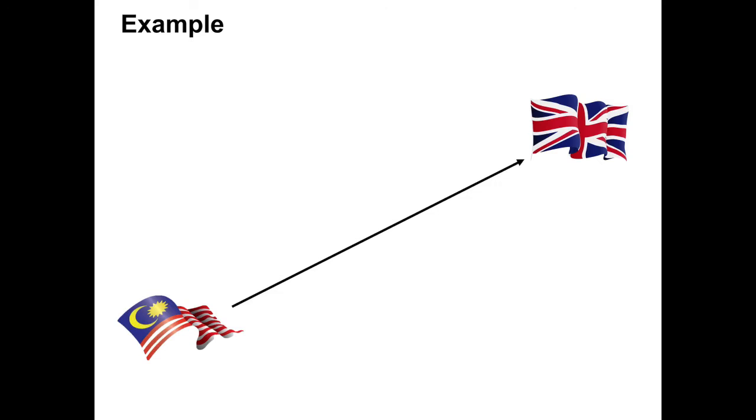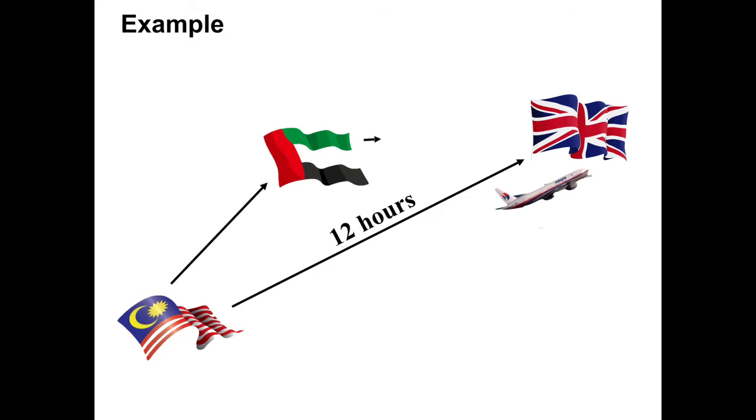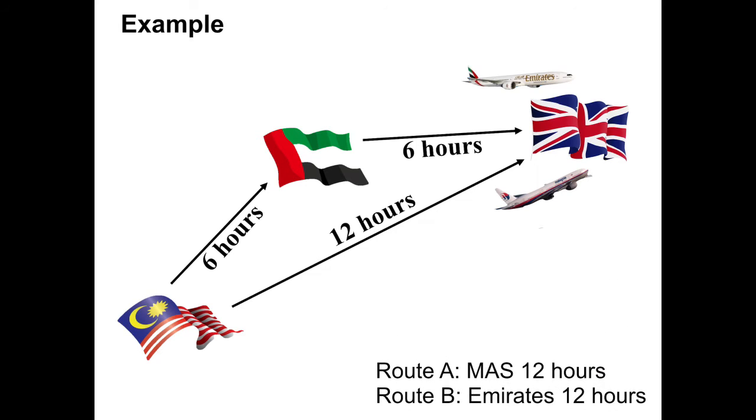Imagine that we want to travel from Malaysia to the United Kingdom. If we want a single flight, we can use Malaysia Airlines. The journey will take 12 hours. But if we want to make a transit at the UAE, we can use Emirates Airlines. The flight from Malaysia to the UAE takes about 6 hours, and the flight from the UAE to the United Kingdom will also take about 6 hours. This means that whether we take a direct flight or a transit flight, the durations are still the same.